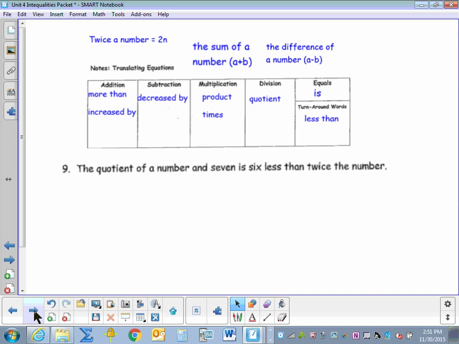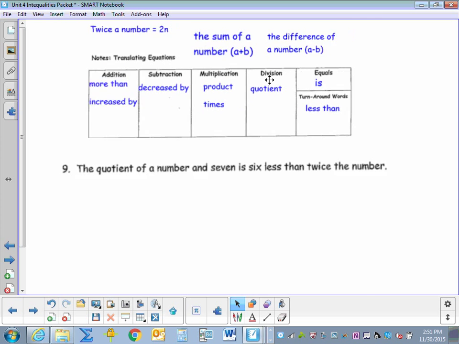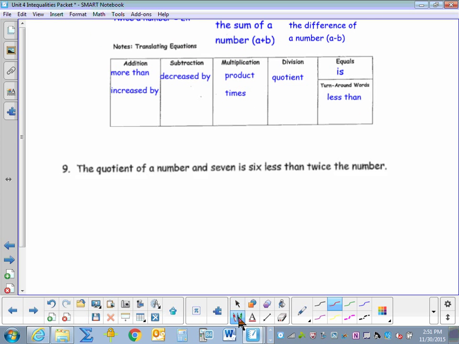Number 9, the quotient of a number and 7 is 6 less than twice the number. So we have division here. So we're going to say quotient. The quotient of a number and 7. So we're going to say n divided by 7 is equals 6 less than, so we have a turnaround word, twice the number. Remember, twice the number.